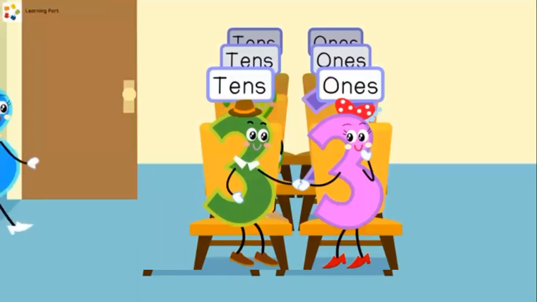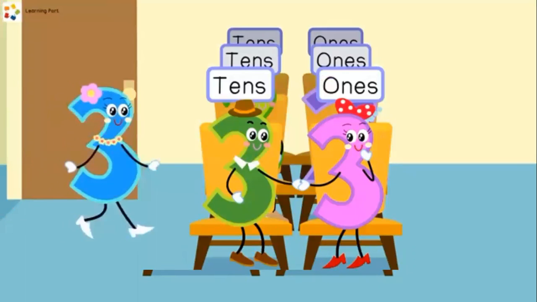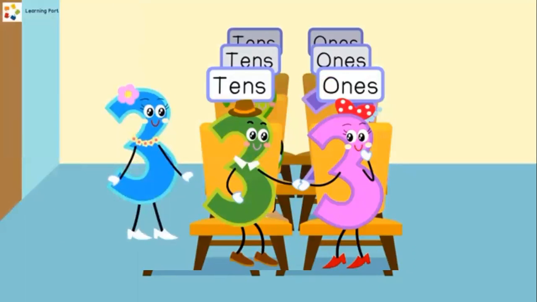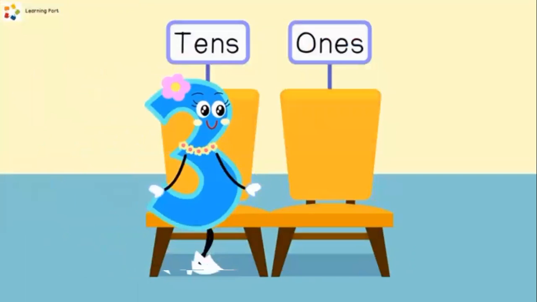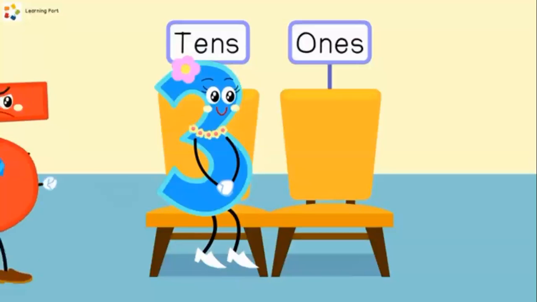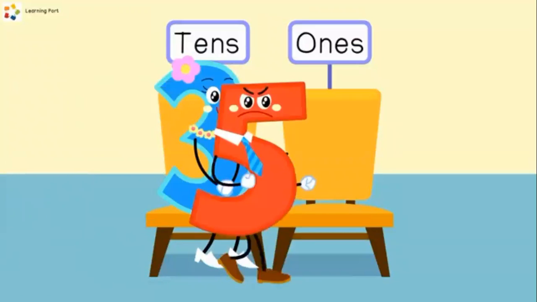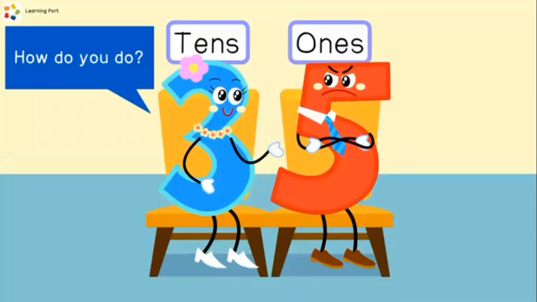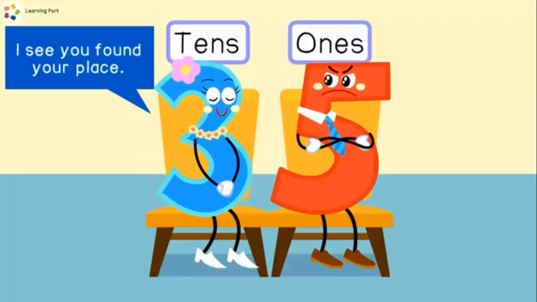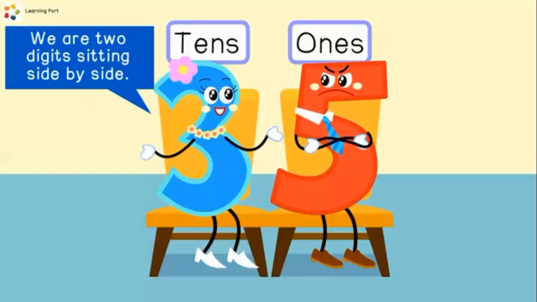Imagine if number 3 came strolling through the door. There were 2 rows of seats lined up on the floor. The rows were labeled tens and ones. She sat with the tens once more. In strolled number 5, looking rather sore. Guess what 3 said? How do you do? I see you found your place. We are 2 digits sitting side by side. We are number 35.